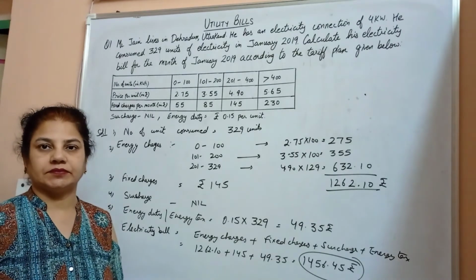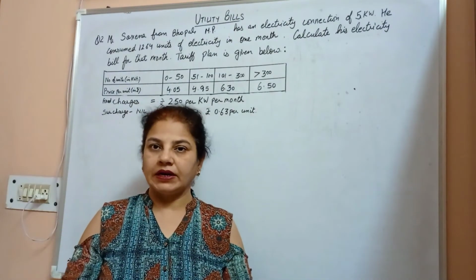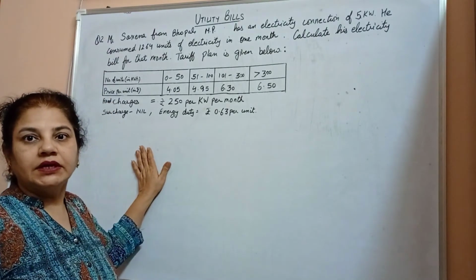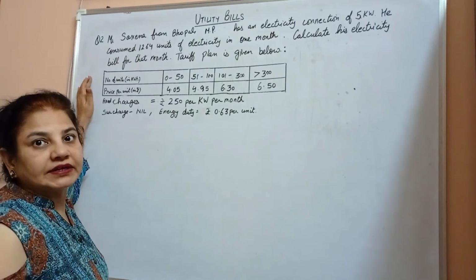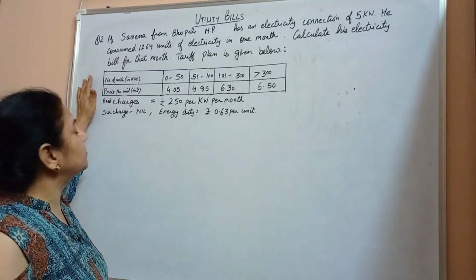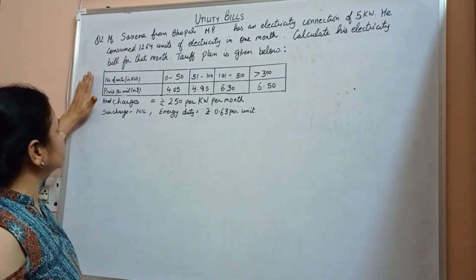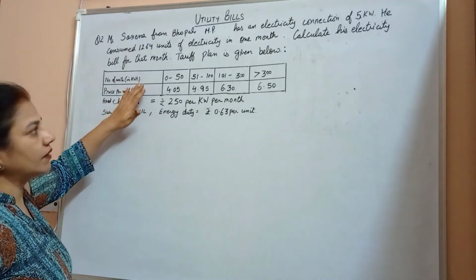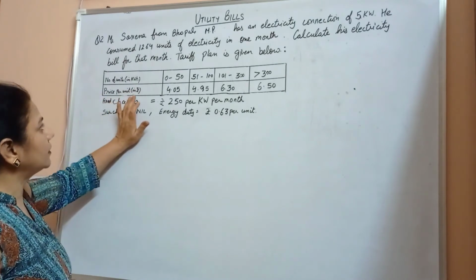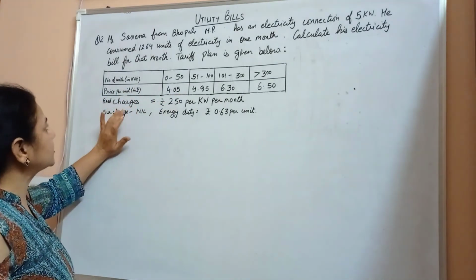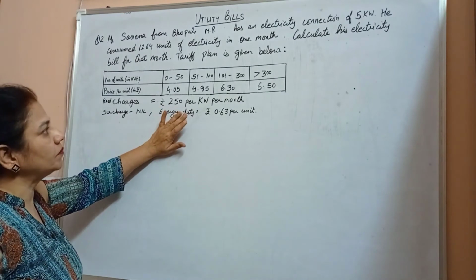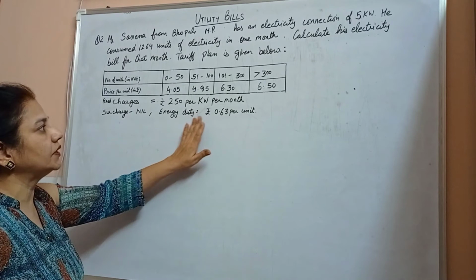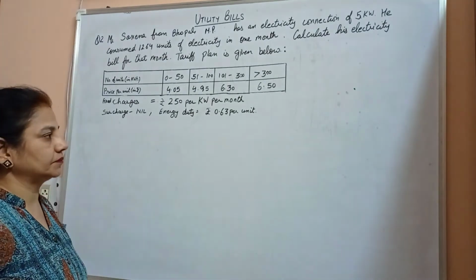Mr. Saksana from Bhopal, MP, has an electricity connection of 5 kilowatt. He consumed 1264 units of electricity in 1 month. Calculate the electricity bill for that month if the tariff plan is given to us. Number of units in kilowatt hour is given to us. Price per unit in rupees is given. Fixed charges is rupees 250 per kilowatt per month, and surcharge is nil. Energy duty is 63 paisa per unit.